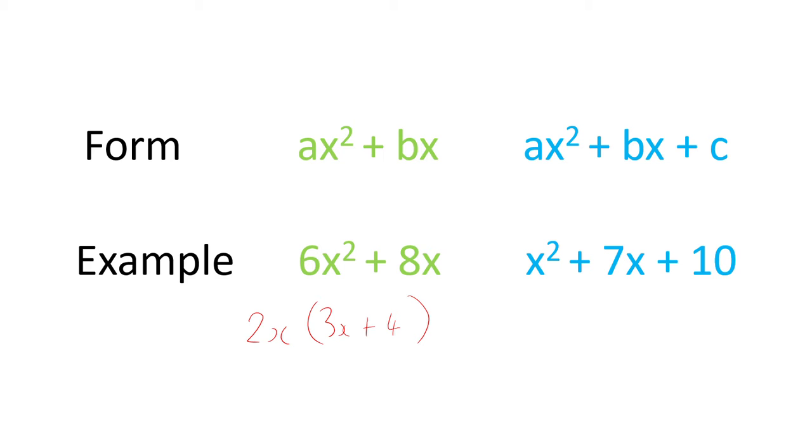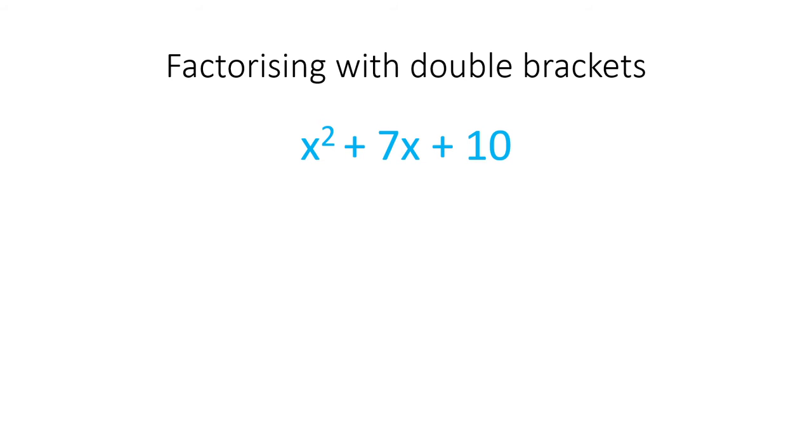But in this video it's a bit different, because now it takes the form ax squared plus bx plus c. So now there's a constant c at the end there. For example, x squared plus 7x plus 10. When there's a constant at the end, we have to use double bracket factorization. So let's carry on with this example. The first thing we're going to do is open up the two brackets. And I can straight away write in x into both those brackets.